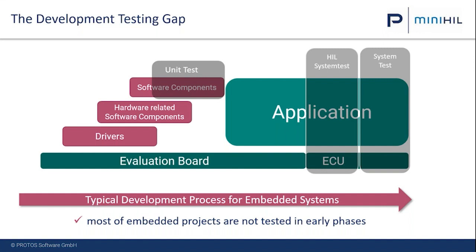In the later phases, you can use a HIL system test for doing that, also for test automation, and even later in the development phase, you probably want to run a system test, so you get into the car and drive around the block. That's usually very expensive, very late in the process, and the reaction time is very slow. So you do not get a test on every change you make. So most embedded systems are not really tested in those early phases, they are tried out.